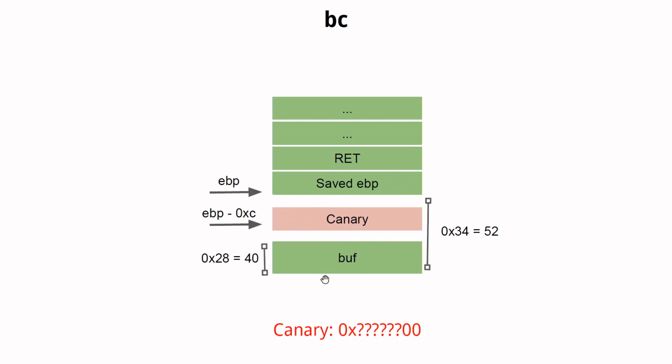This part is 12, which means the buffer is actually 40 bytes here. So if you want to guess the canary, you need 40 bytes of garbage. Then the first byte is 00, so you don't need to guess that. Then the second byte, you need to guess from 0 to FF in hex, basically.